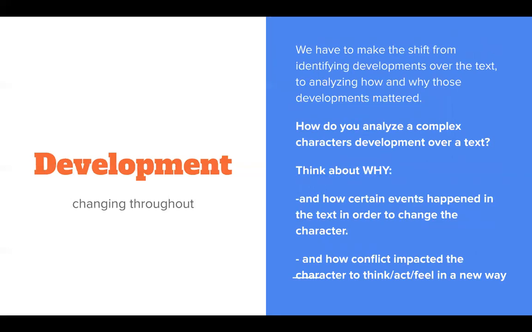Development, changing throughout. We have to make a shift from identifying developments over a text to analyzing how those developments matter. How do you analyze a complex character's development over a text? Think about why, and how certain events happen in the text in order to change the character, and how the conflict impacts the character to think, act, and feel in a new way.